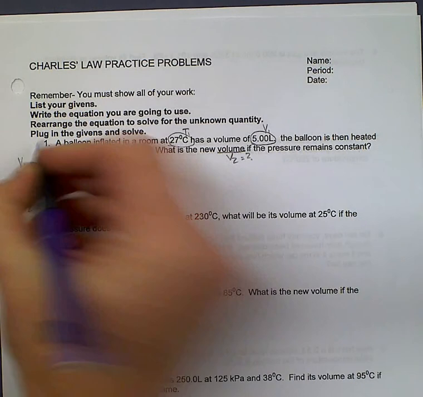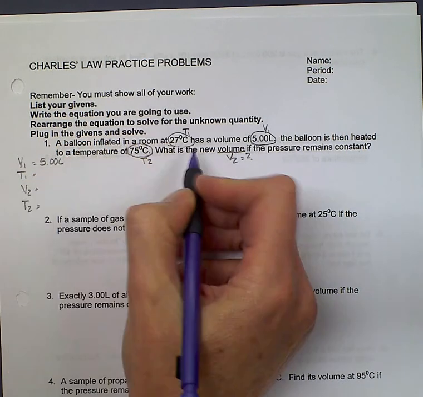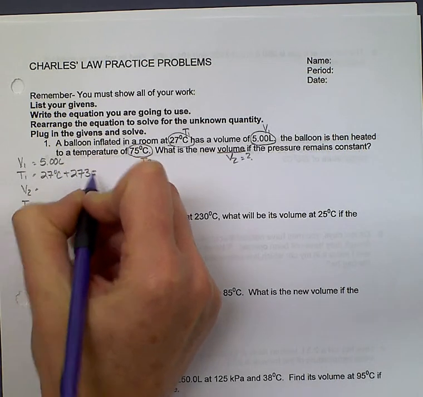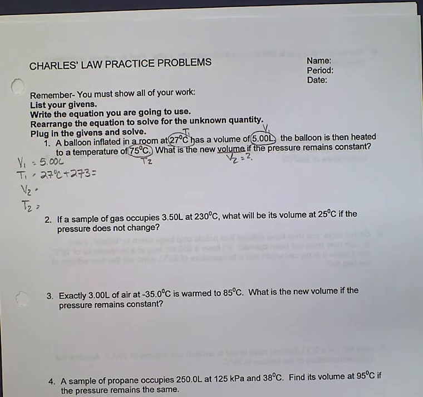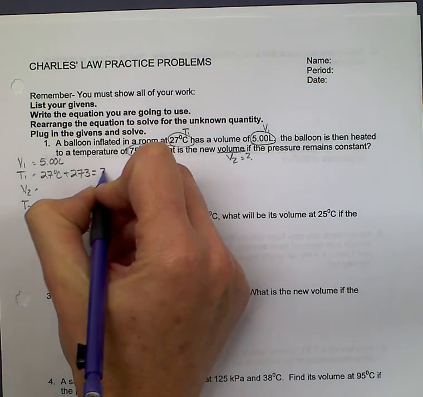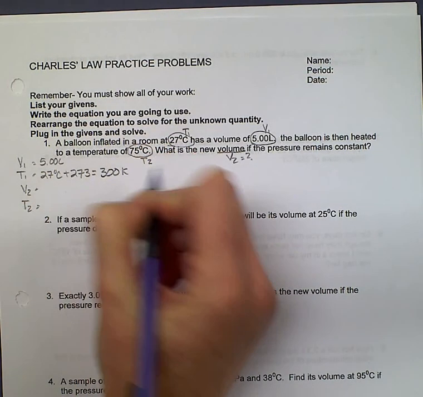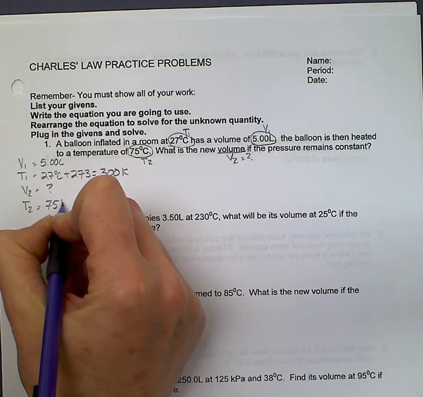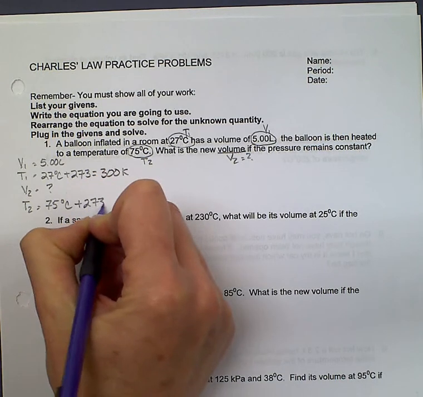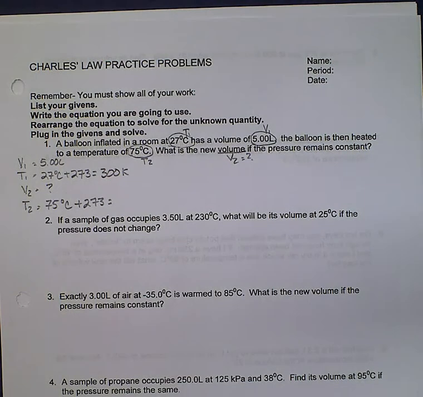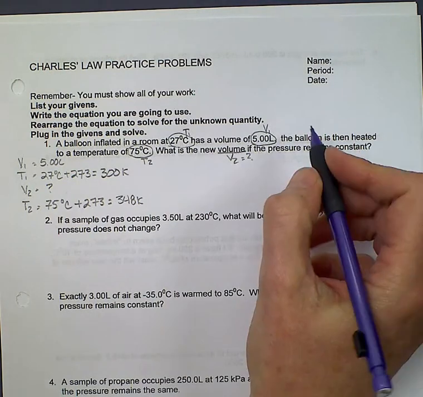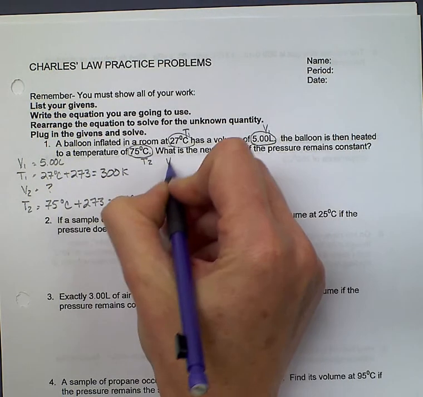Our V1 is 5.00 liters. Our T1 is 27 degrees C, and please remember to immediately add 273 because our temperatures always have to be in Kelvin. So we add 273 to our degrees C to get the Kelvin, and that makes it 300 Kelvin. Our V2 is what we're looking for, and our T2 is 75 degrees C plus 273. We get 348 Kelvin.